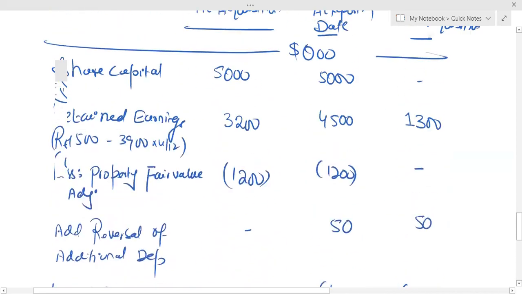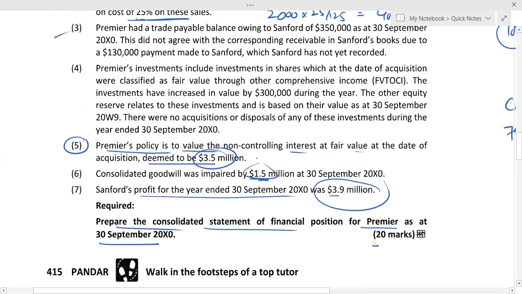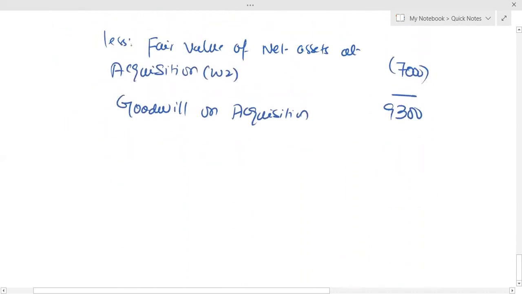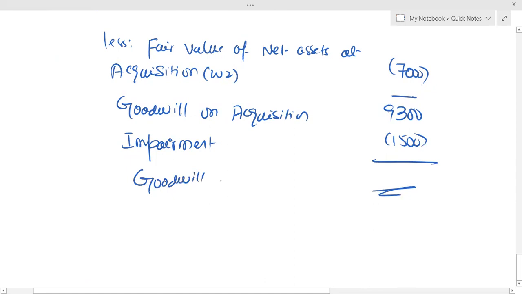Let's see the impairment. I think they have given us the impairment loss. Goodwill is impaired by 1,500. Impairment is 1,500. Goodwill as per SOFP is 7,800. Let's go for working 4 to calculate NCI.